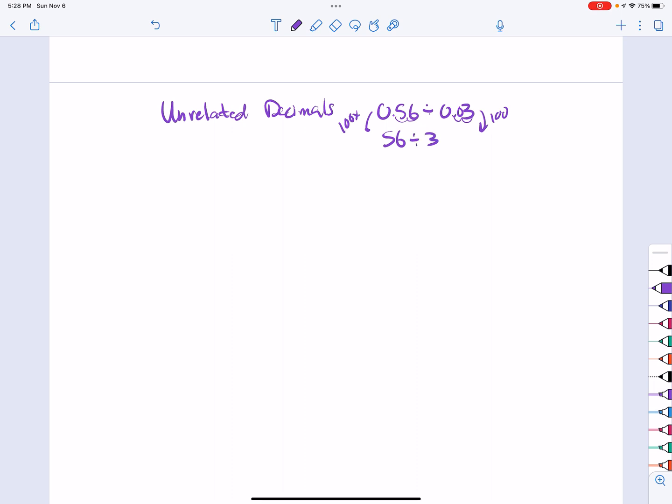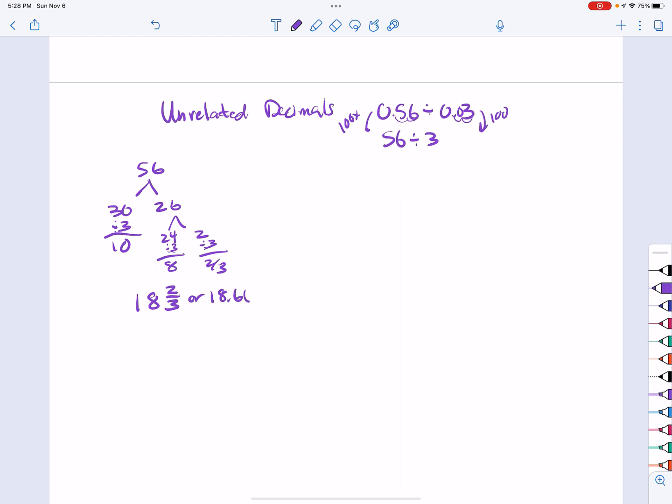And if I do 56 divided by 3, branching style, I know that there's a 30 in there. That's 10. That would leave me with 26. And I know that 24 divided by 3 is 8. And that would leave me with 2. So now I have 2 divided by 3. My answer is 2/3. Because I know division can be turned into fractions. So my answer is 18 2/3, or 18.667, whatever that repeats forever and ever.